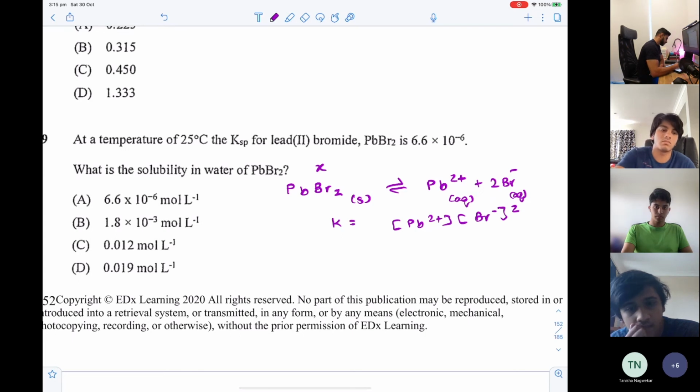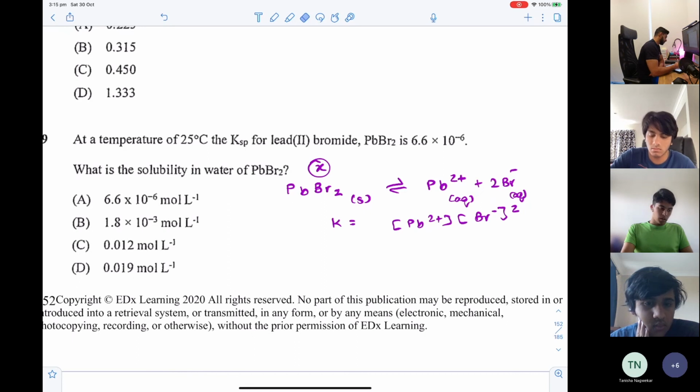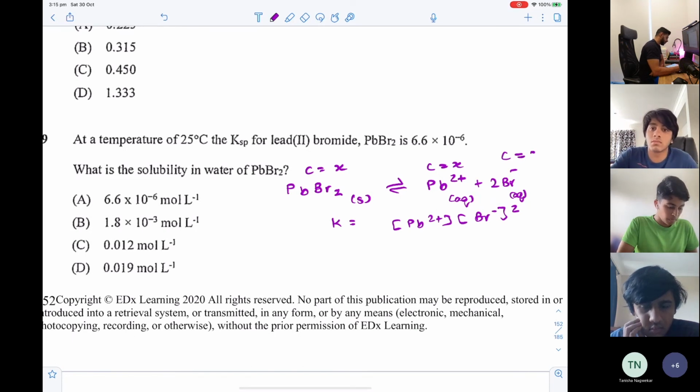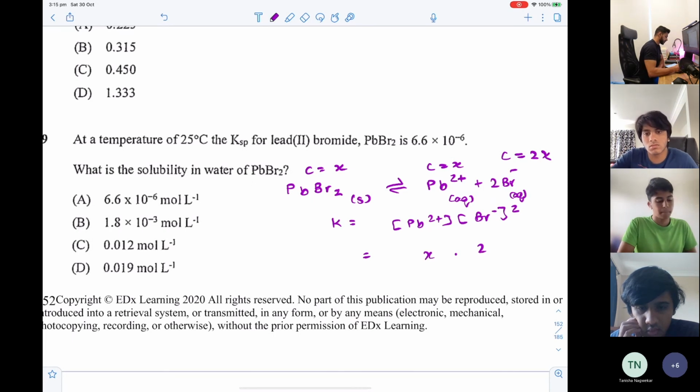Yeah, so we can say let this be equal to X. Remember how I always do this at the top? I would advise you all to do the same thing. So it's like a shortcut RICE table. So I let the concentration equal X. That would mean this is also X. That would mean this is 2X, right? So then this is equal to X times 2X squared, which equals 4X cubed.